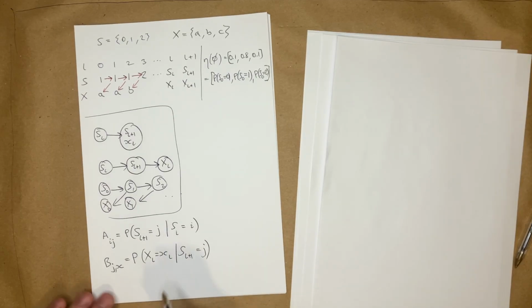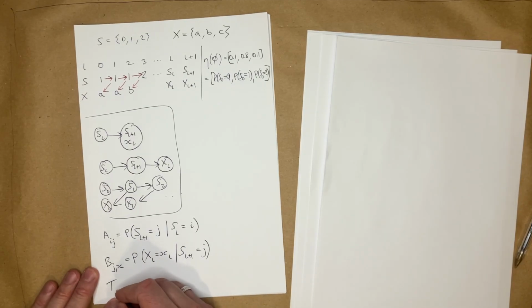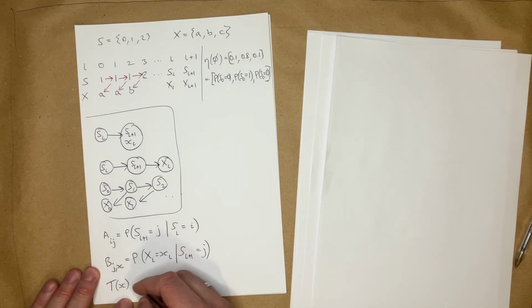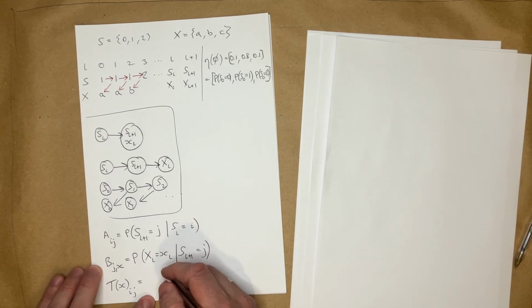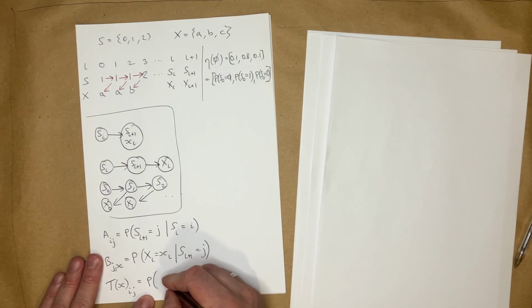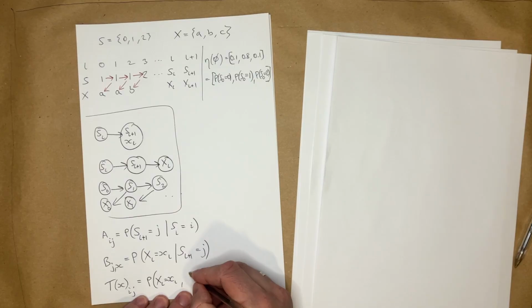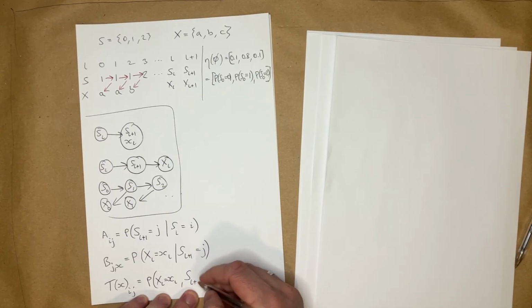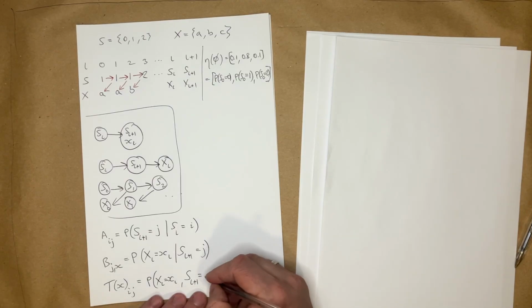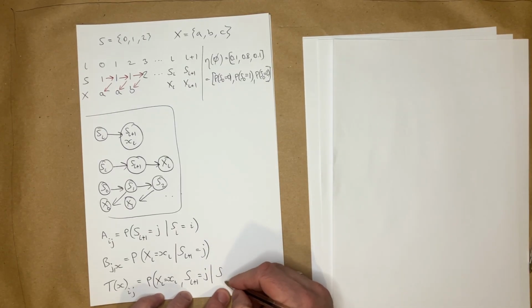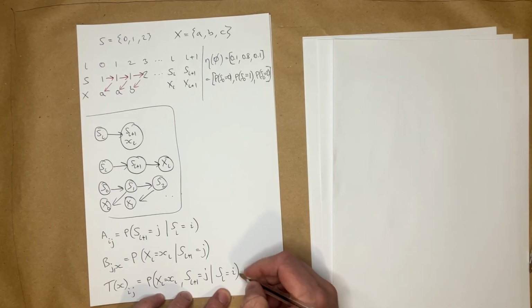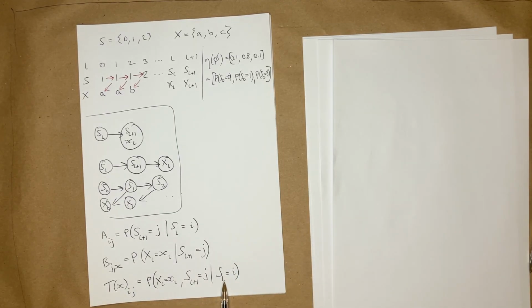And then we have the token-labeled transition matrix Tx of I and J, and it is just the joint distribution of the token emitted at step L and the hidden state at step L plus 1. What do we want? J. Yeah, conditioned on the hidden state at the Lth step.